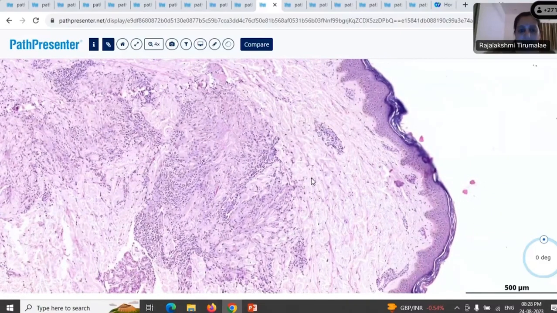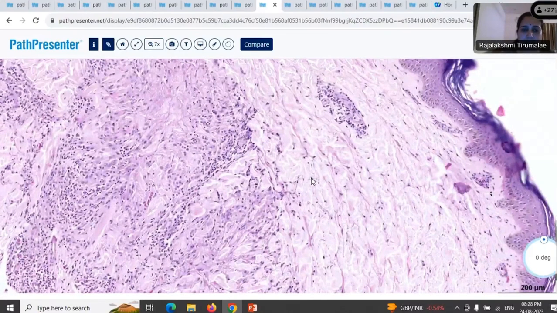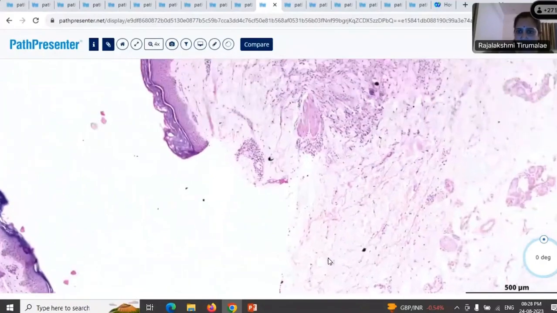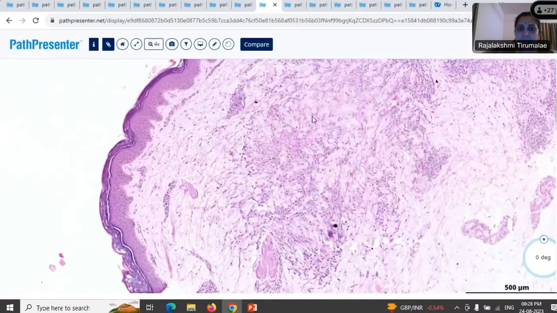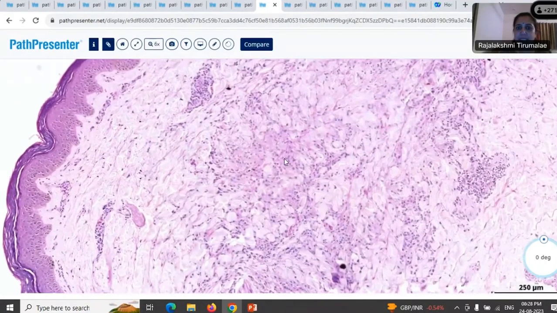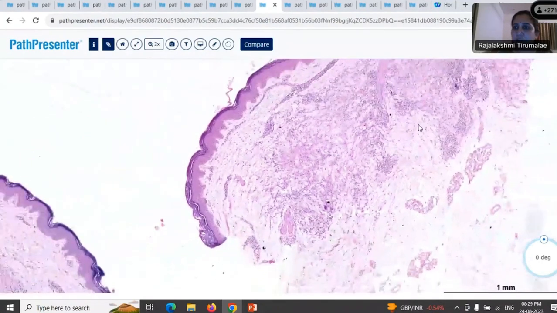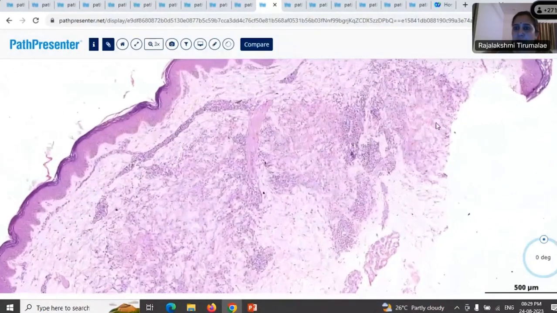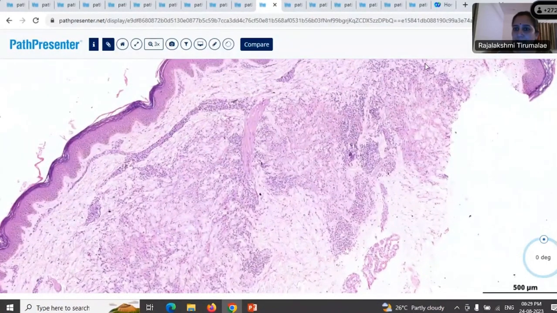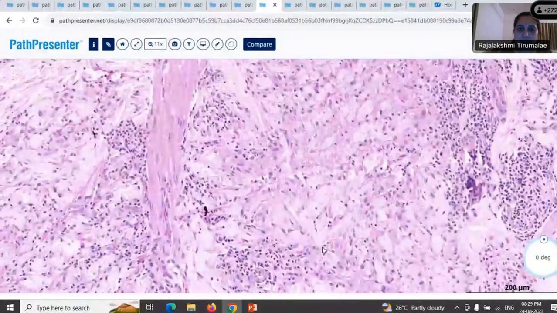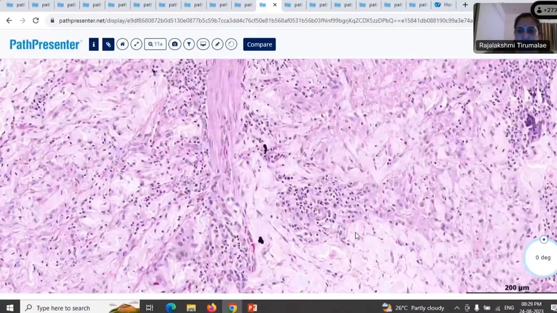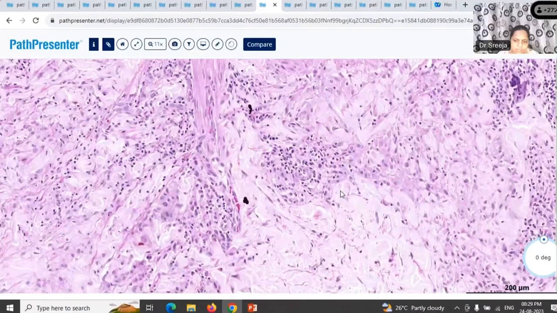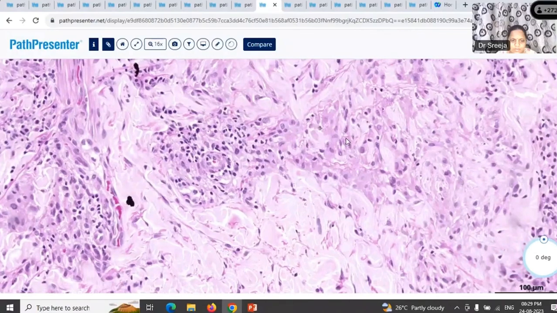Palisading. Yes, you're right. So this is a palisading pattern. There's something in the center and there are cells surrounding that. And as you rightly said, this is an interstitial pattern, right? You see this infiltrate going in between the bundles of collagen. So you have a combination of a palisading pattern and an interstitial pattern. Okay, so what is the composition of the infiltrate? Lymphocytes, ma'am. Okay. What are these cells?